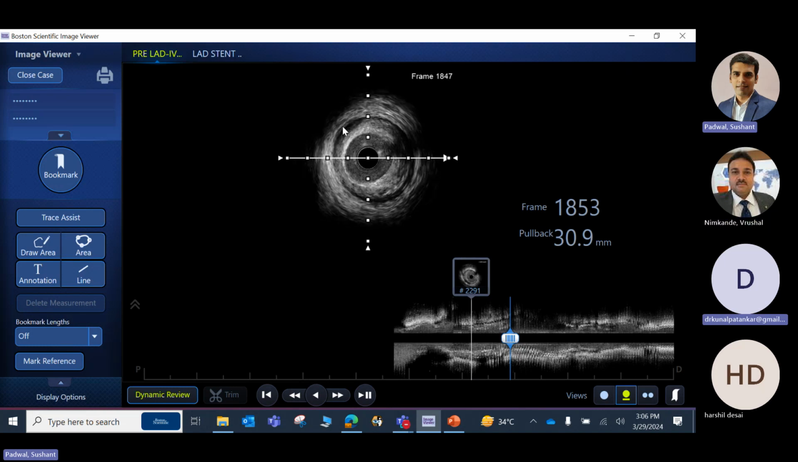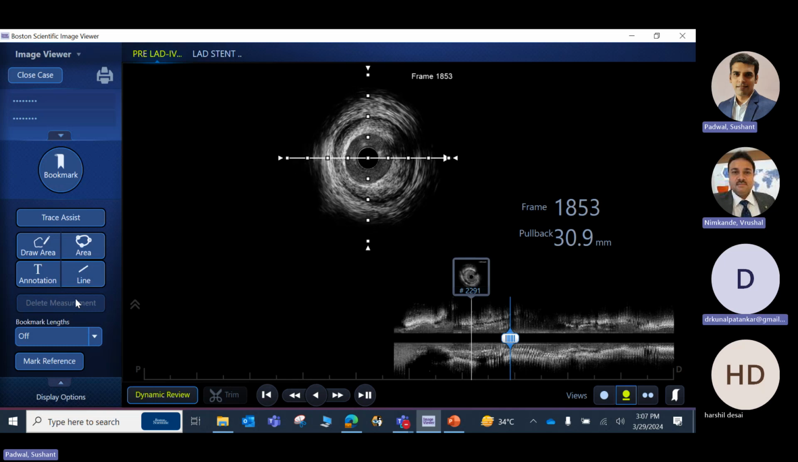Sushant, can you just put a dot on the IEL, so that we appreciate how an IEL looks? The IEL is nothing but the inner layer of the media, which is in contact with the plaque. Here you cannot differentiate the IEL because there is some lipid-rich plaque which is getting merged with the IEL. The reason I asked you to stop here is that this is the image which will not allow you to differentiate between the IEL and the plaque. Are you getting it?